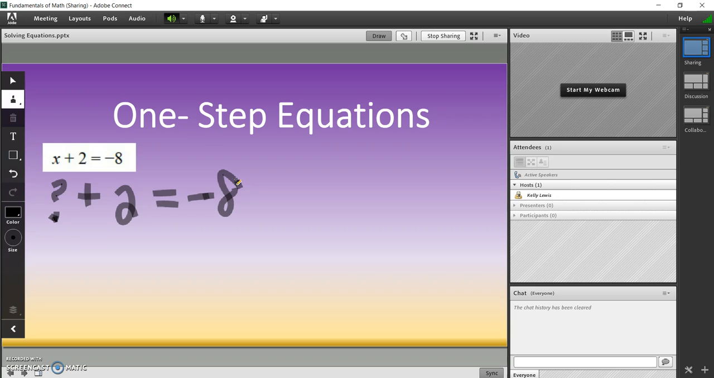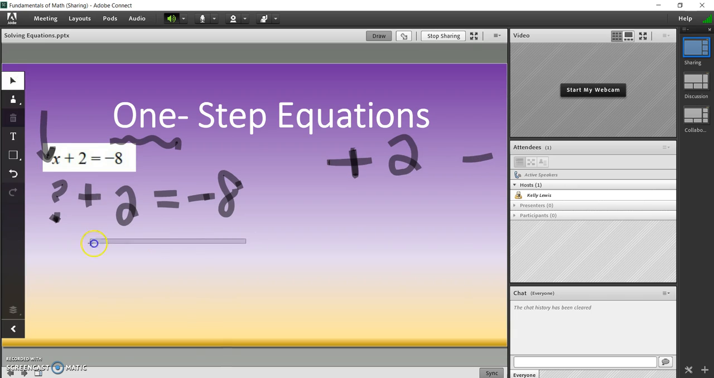So we're going to ask ourselves, what's the first thing that's happening to this x? The very first thing that's happening is the +2, and there's nothing else happening. When we get to other problems, other stuff is going to be happening, maybe a number right here, or other stuff on this side of the equation. But right now, the only thing that's happening is the +2. The opposite operation of addition is subtraction, so that's what we're going to do.